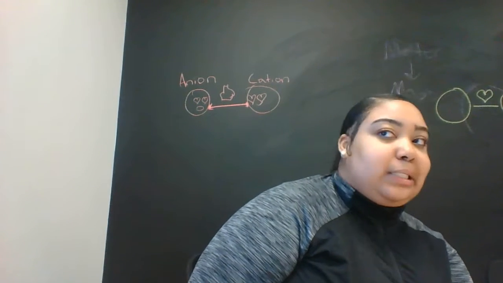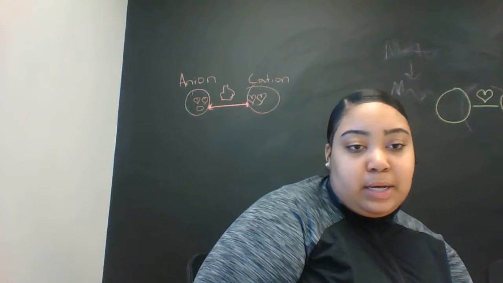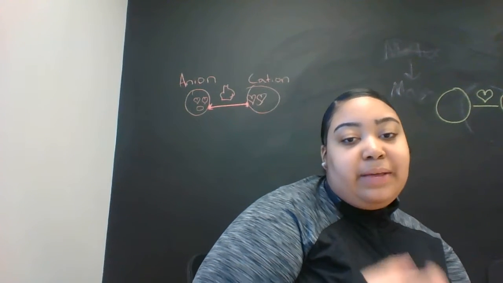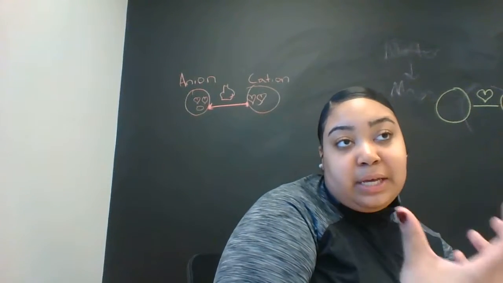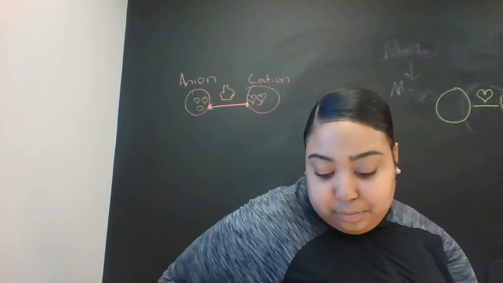Remember, she was talking about Parkinson's disease in class. We are on the substantia nigra. If there's a loss of neurons in the substantia nigra, this is going to be associated with Parkinson's disease.